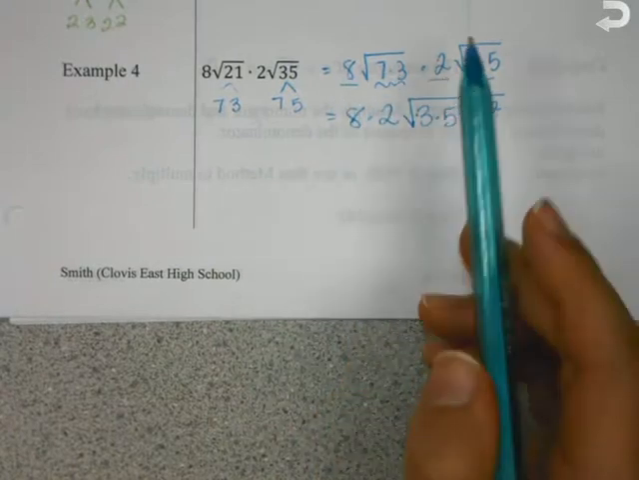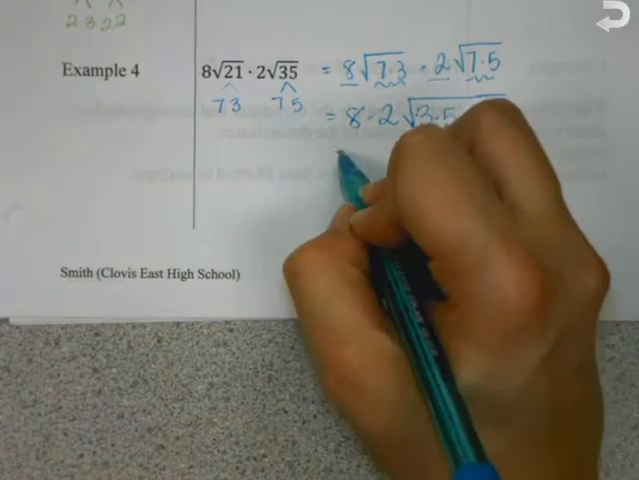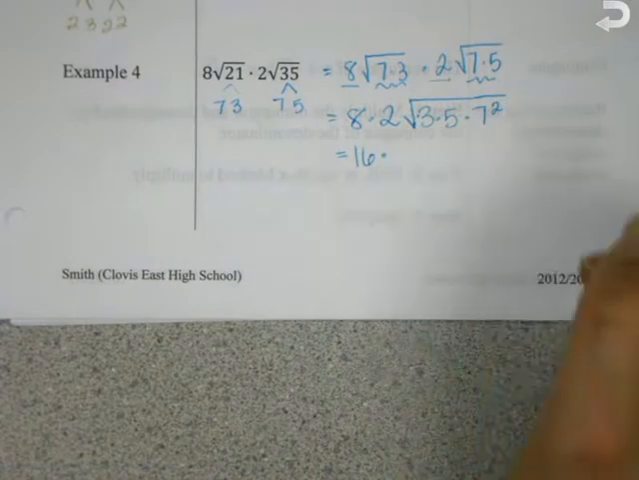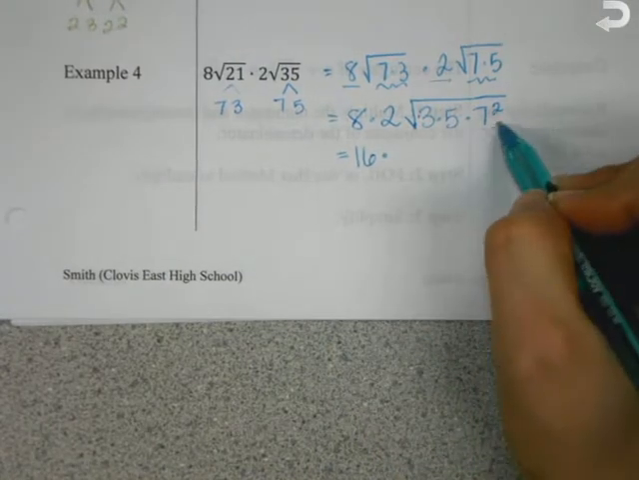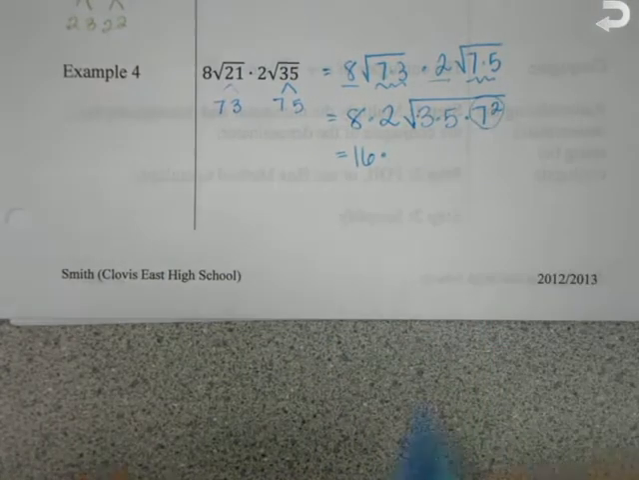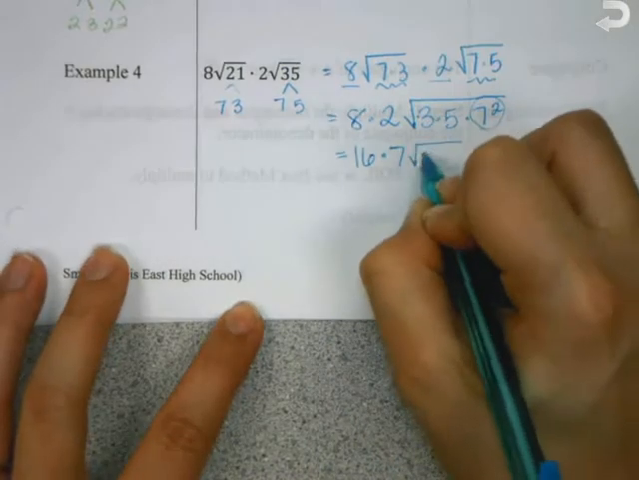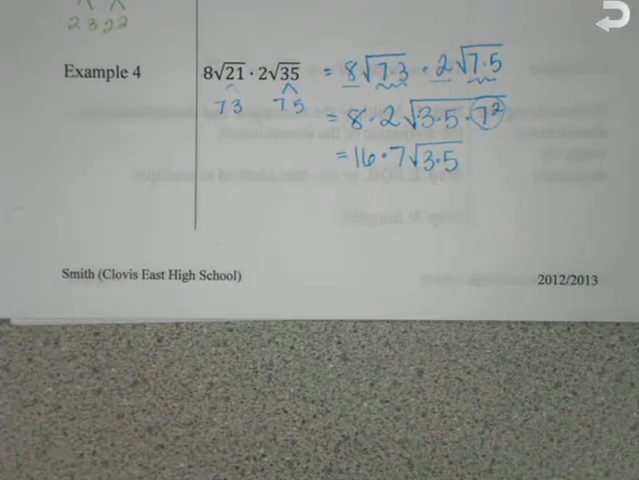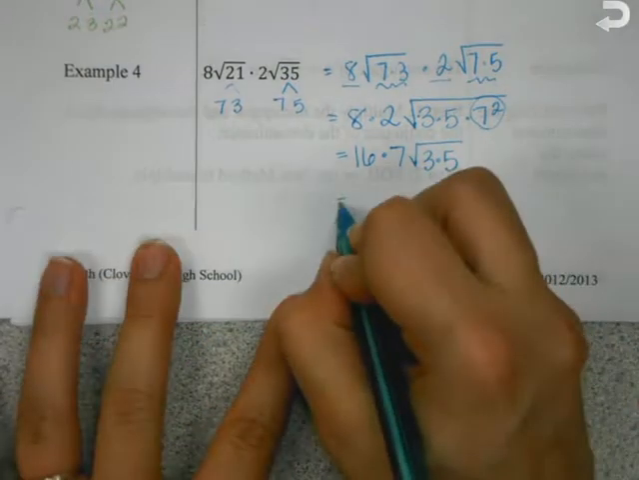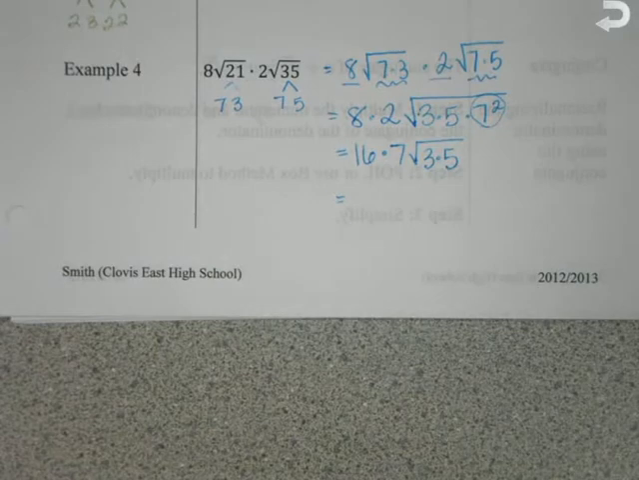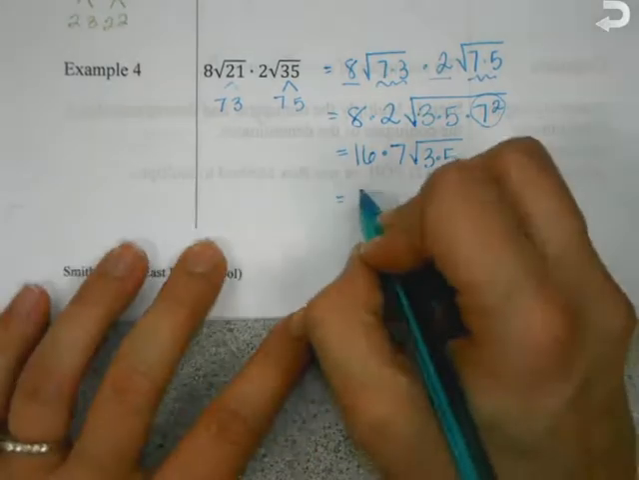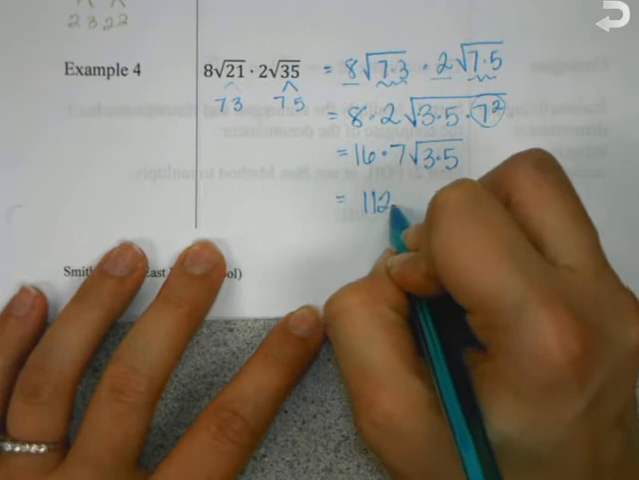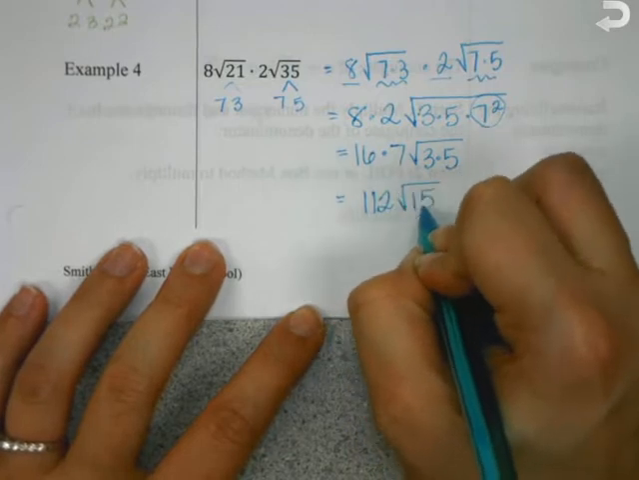So that's going to give me 16 times, what's the square root of 7 squared? 7. 3 times 5 stays inside. 16 times 7, did anybody get that yet? 112? 112 root 50. And that's your answer.